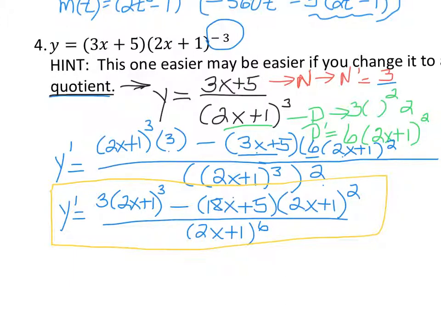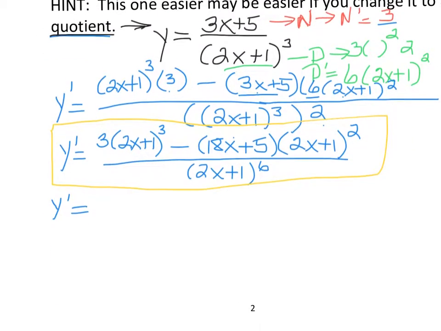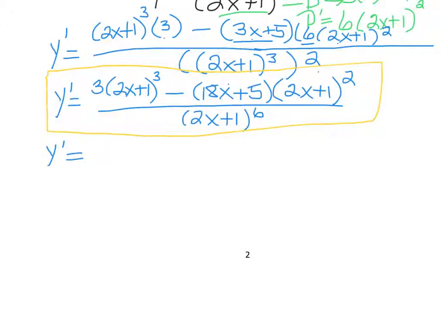My math lab, however, will go another step and will leave you with something that looks a little different. So just so that you understand why it does that, I will show you the next step, even though, again, this is not absolutely necessary. What they're going to do is they're going to look at 2x plus 1 raised to the second power as a common factor in the numerator. So they're going to factor out that 2x plus 1 squared.